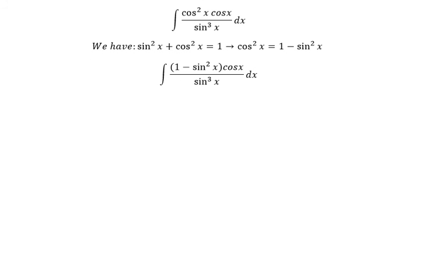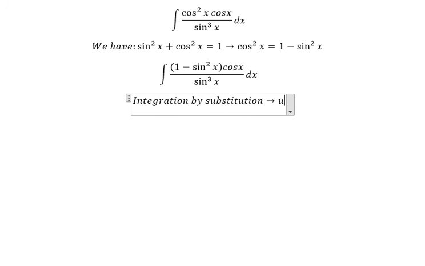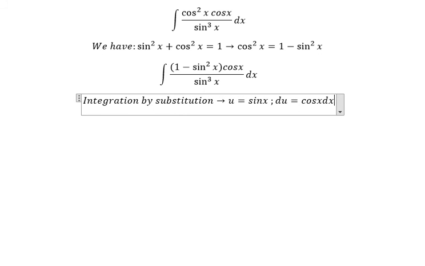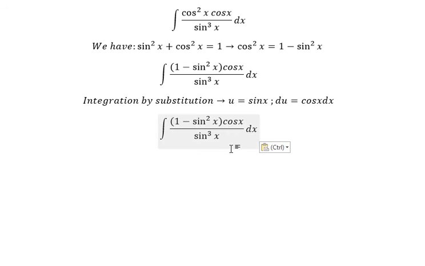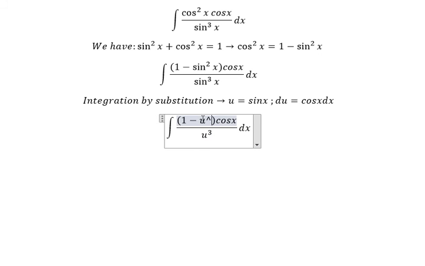Next, we need to use integration by substitution. So we put u equal to sin s, du equals cosine s ds. So this one we change for u to the power of 3. This one we change to u to the power of 2. Cosine s ds we change for du.